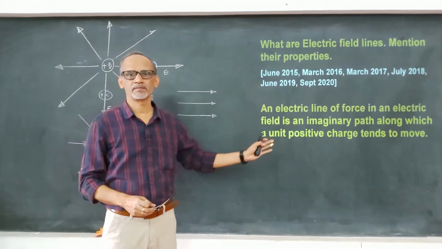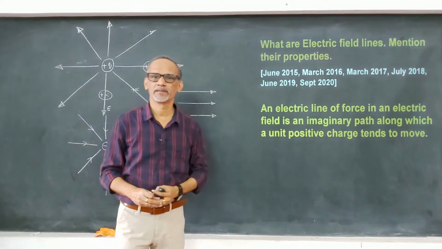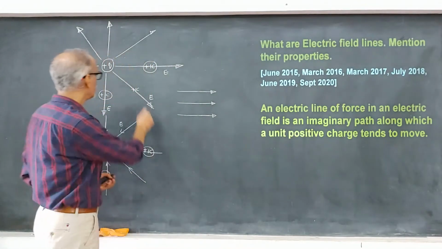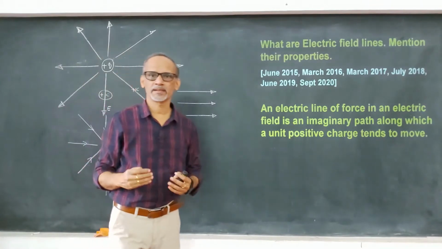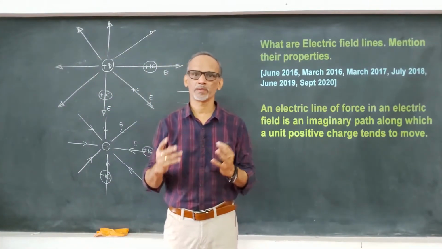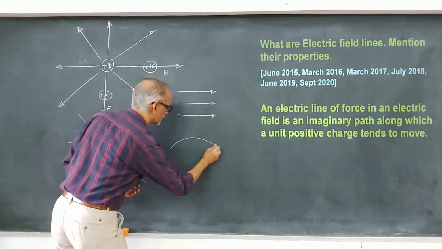So what is an electric line of force, or what are electric field lines? An electric line of force in an electric field is an imaginary path along which a unit positive charge tends to move. Are these electric lines of force always straight lines? No. They can even be curved like this.